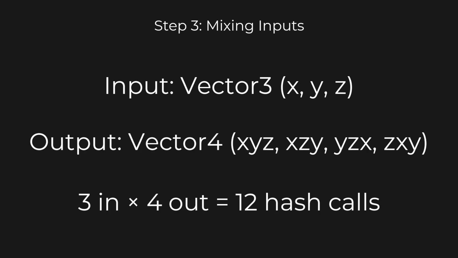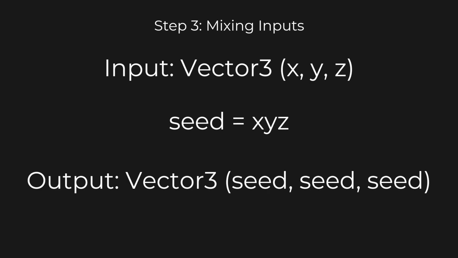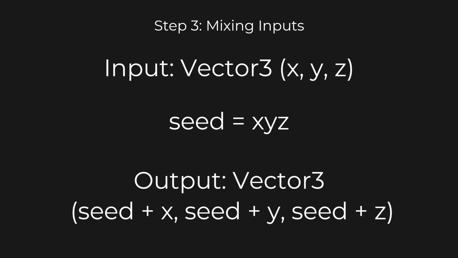But what if you're hashing a vector 3 into a vector 4? Now, you could hash each output component individually. That's 12 hash calls, 3 inputs times 4 outputs, which is expensive. A faster method is to pack all 3 inputs into a single 32-bit seed. Then, run one additional hash per output component. This is faster but reduces entropy from 96 bits down to 32, so you can optimize for either speed or quality, depending on your use case.